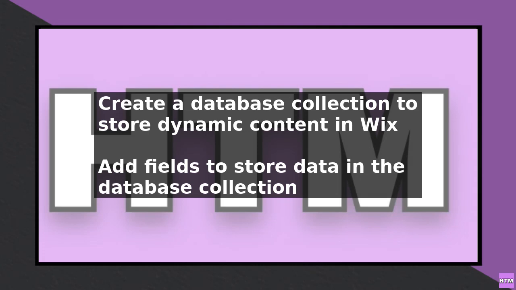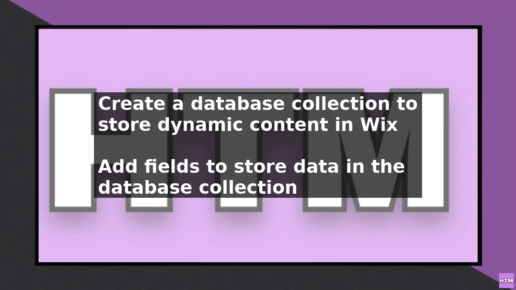Next, you need to create a dynamic page template using Wix code. This involves creating a new page and adding a repeater component to display your dynamic content. You can then connect the repeater to your database collection and configure it to display the desired fields.